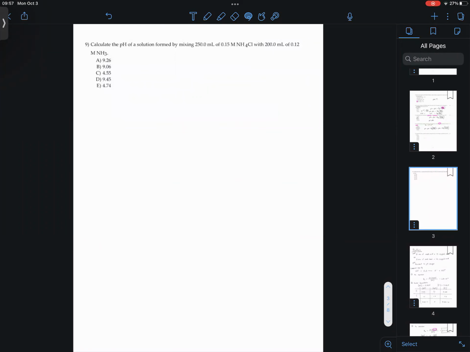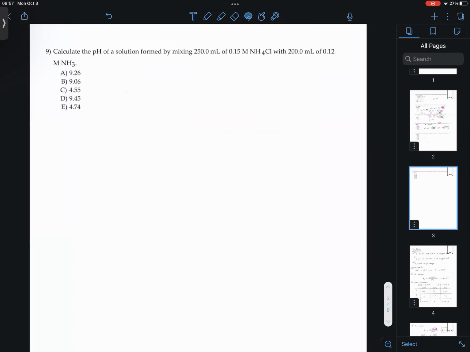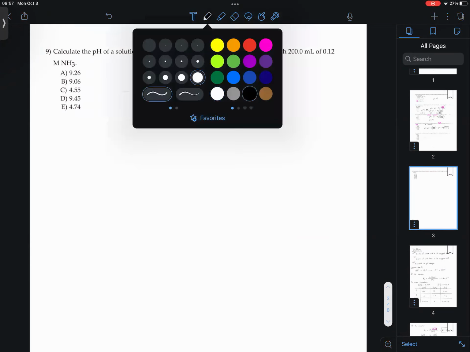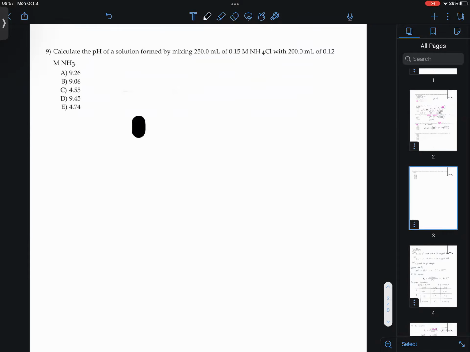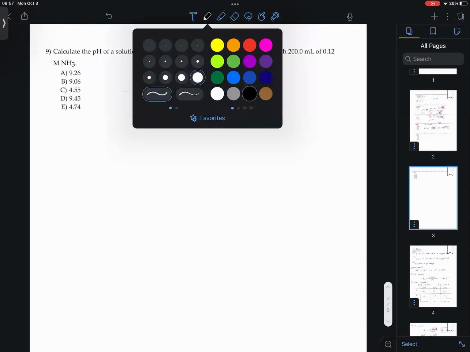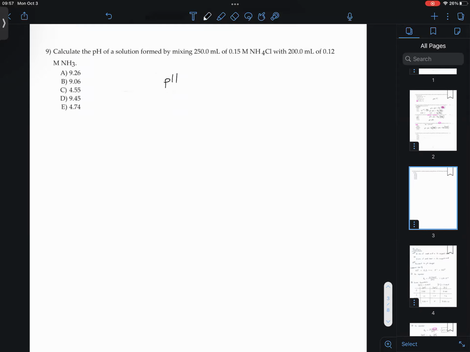Now I want the pH formed when a 250 milliliter solution of 0.15 molar ammonium chloride is mixed with a 200 milliliter solution of 0.12 molar ammonia. And again, this is going to be a buffered solution. So I'm going to be looking to fill in my equation: pH equals pKa plus the log of the concentration of base over acid.